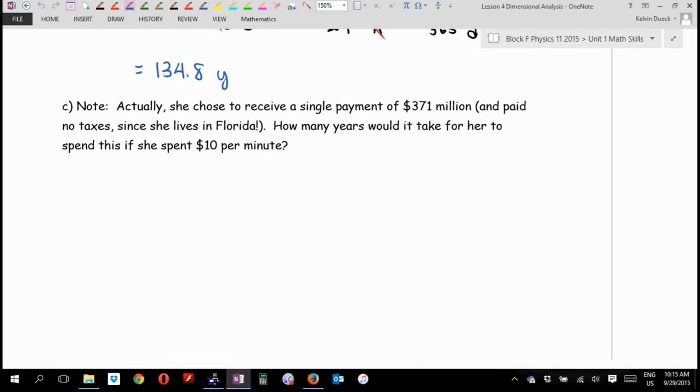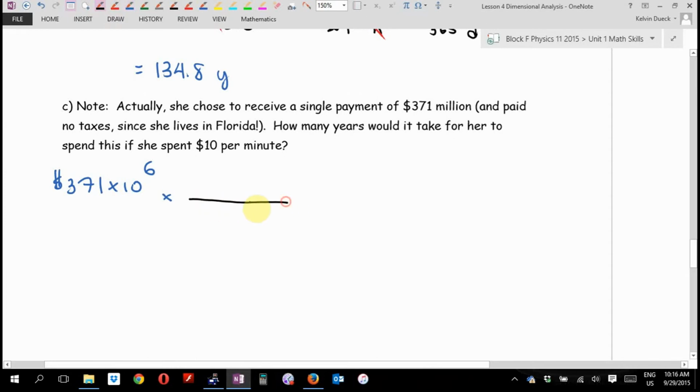I'm going to write down what she has now. This time it's 371 million. It's easier just to go times 10 to the 6th. Now, our conversion factor, $10 per minute. Again, I want the dollars to cancel, so that's going to go there. And up here is going to go 1 minute.